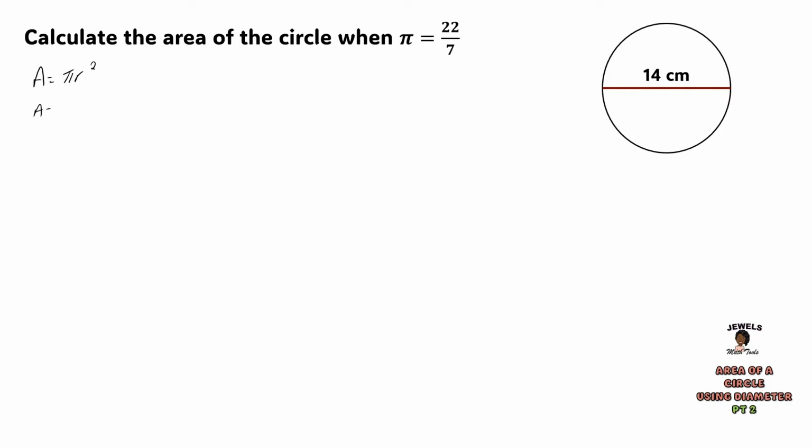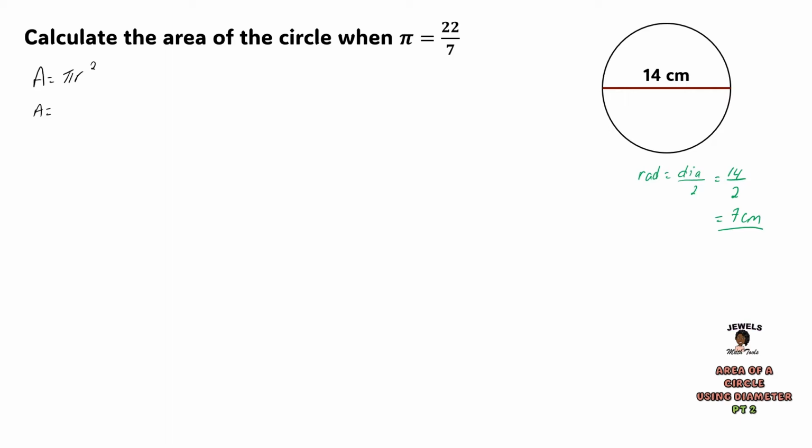Now remember that for the area formula, it is called for you to use the radius and not the diameter. So to begin, the first thing we're going to do is calculate our radius. And remember that your radius is half the length of whatever your diameter is. And since our diameter for this question is equal to 14, that means we will be dividing 14 in half, which will equal 7 centimeters. So for this question, our radius is equal to 7 centimeters.